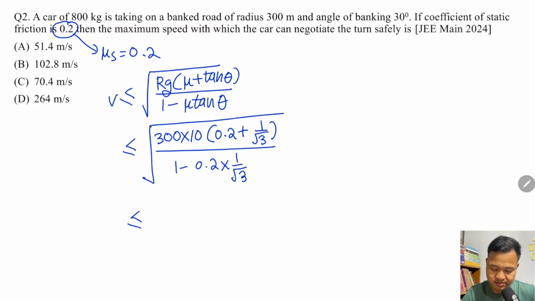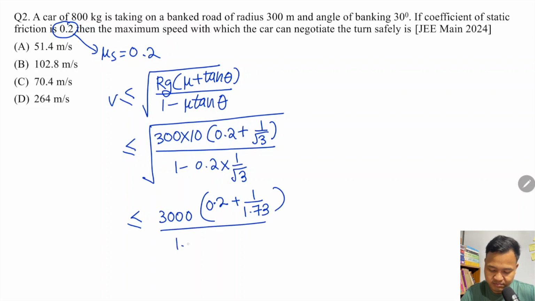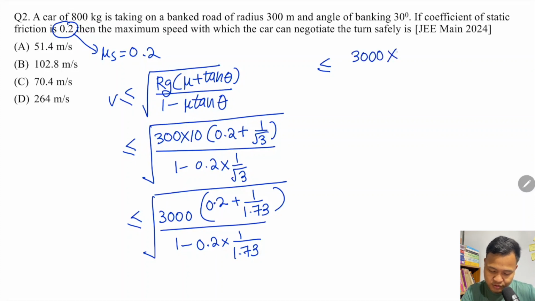You have to solve this big numerical. 3000 into (0.2 plus 1 divided by 1.73), taking root 3 as 1.73, divided by (1 minus 0.2 into 1 divided by 1.73), all under root. This is a pure calculation. Let me solve it here: 0.2 into 1.73 is 0.346, plus 1 is 1.346.